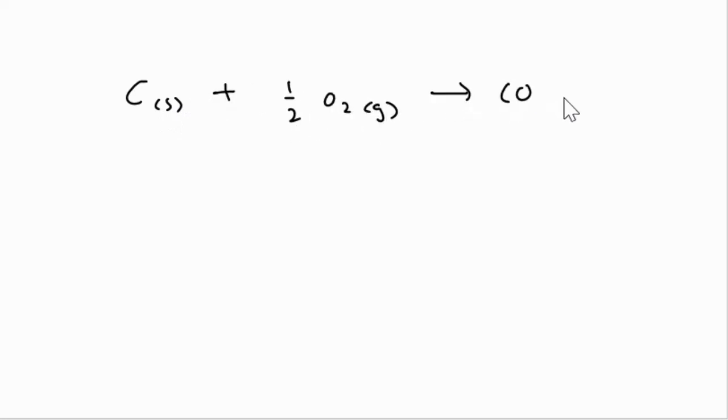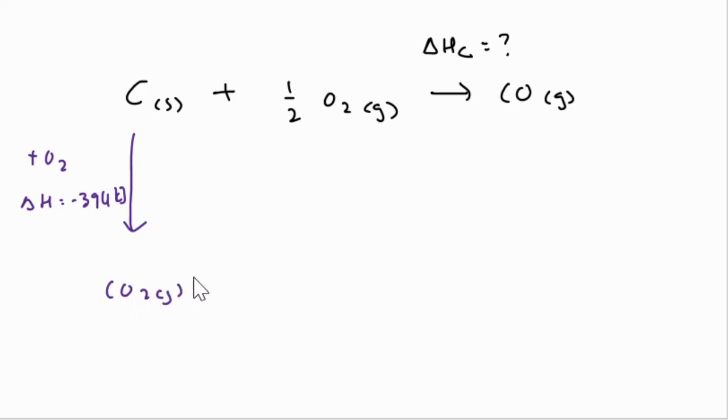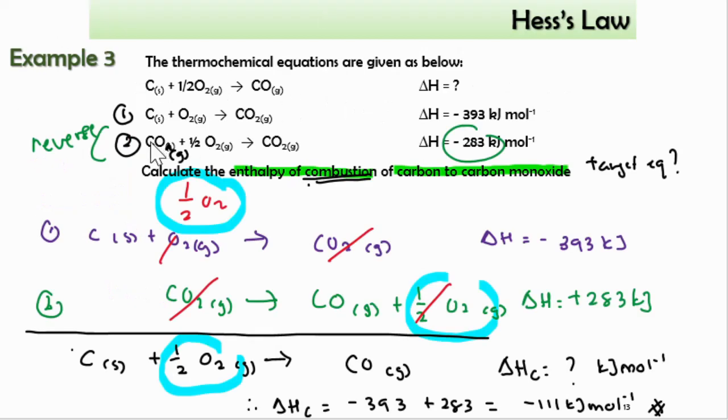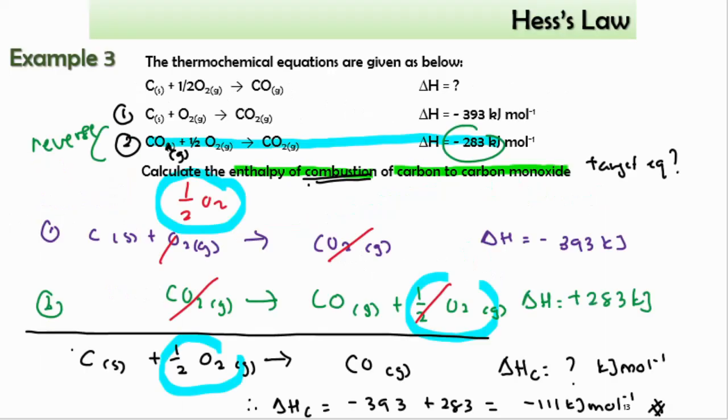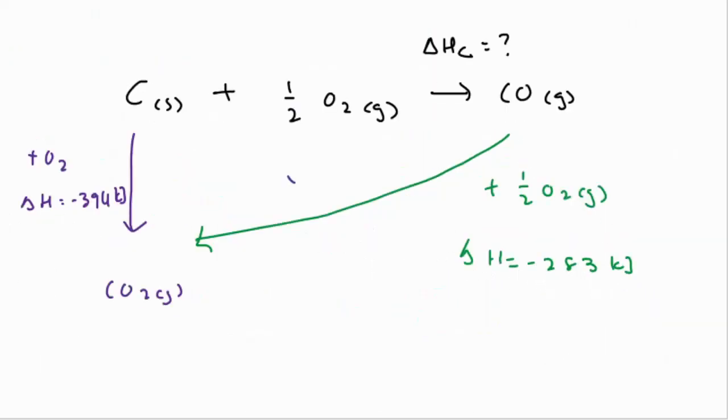So this is the energy cycle method. The target equation we will write at the top. So you want to calculate delta enthalpy of combustion for your carbon to form carbon monoxide. Okay, so this is the first equation given. The second equation is from CO2, CO. Okay, look back at your given equation, plus 1/2 O2, enthalpy negative 283 kilojoule.